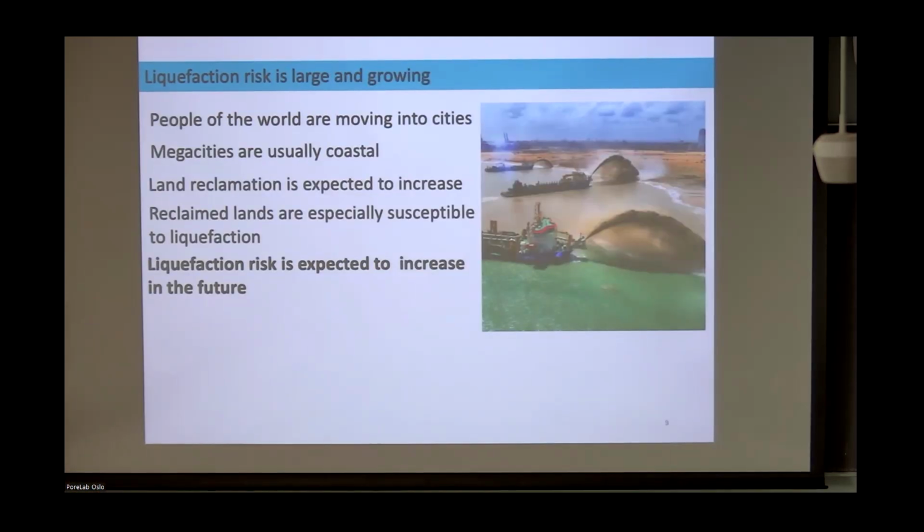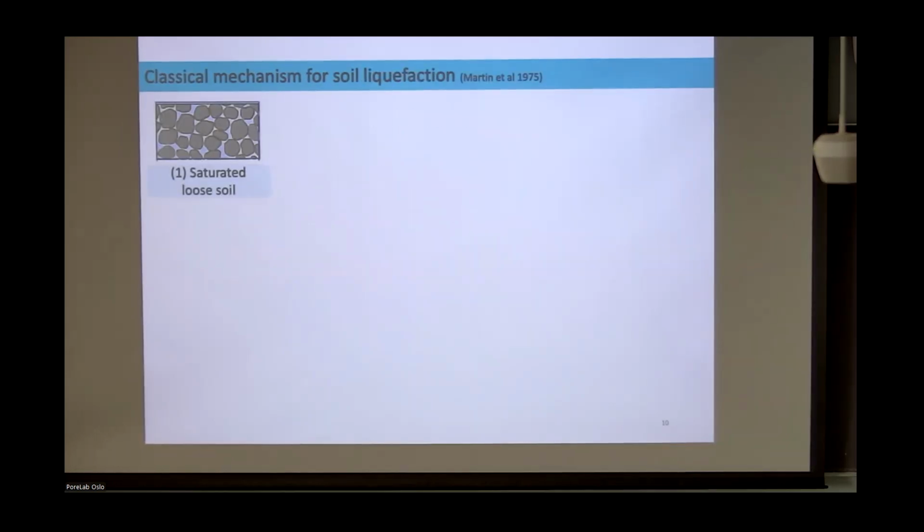So liquefaction risk is large, and it's growing because people all over the world are moving into cities, and megacities are usually on the coast, and land reclamation is expected to increase with people wanting more land. Those reclaimed lands are especially susceptible to liquefaction, and so we think liquefaction risk is going to increase in the future. So how is liquefaction explained traditionally? What is the physics of it?